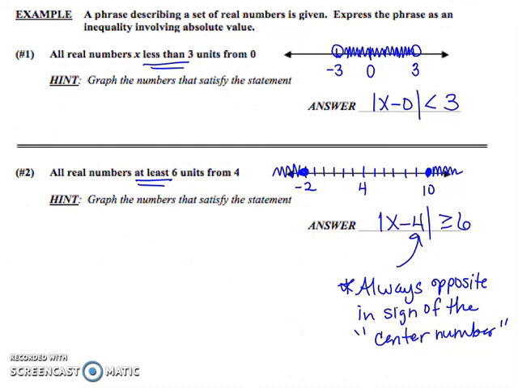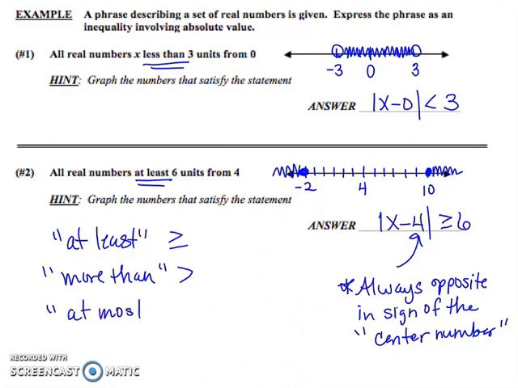And then I also wanted to just help you out here by writing a couple things down. If you see the words at least, that's going to be greater than or equal to. If you see more than, that's just going to be greater than. If you see at most, that's going to be less than or equal to. And if you see less than, that's just going to be less than.